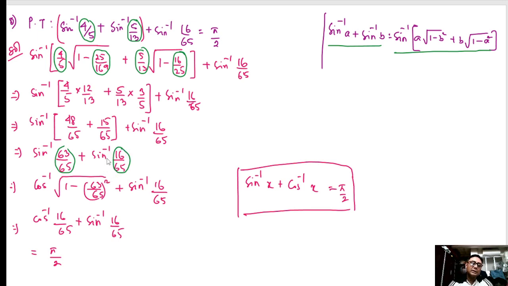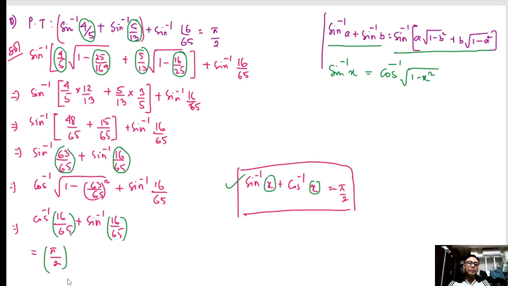Now watch one thing. Sine inverse x can be written as cos inverse root over 1 minus x square. So solving it we get cos inverse 16 by 65. Now see, the angles are the same. So the sine inverse x plus cos inverse x formula is pi by 2. Using this we get pi by 2. That is the answer.